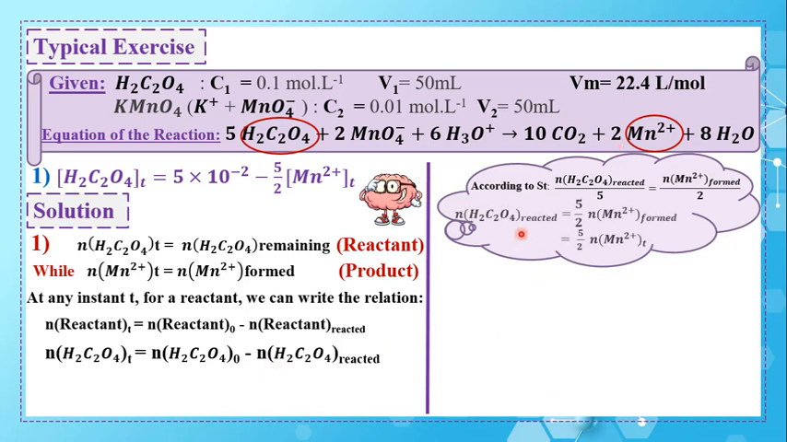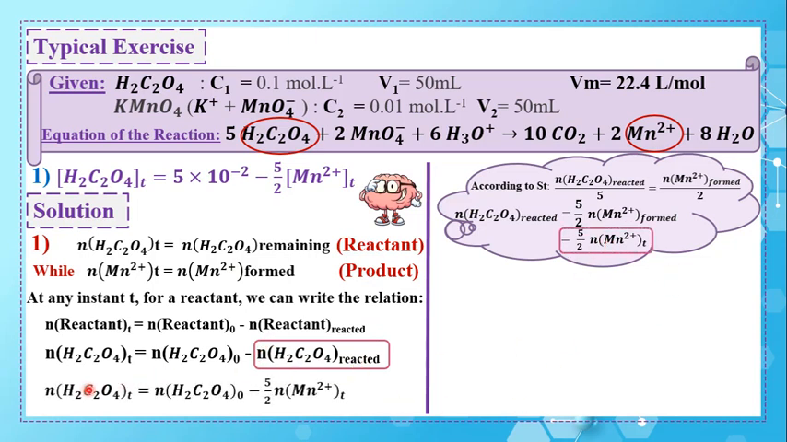So the number of mole of H2C2O4 reacted is equal to 5 over 2 the number of mole of Mn2+ formed. Instead of formed, I can put t, since Mn2+ is a product. Now I can replace this by this to get the following relation. Now this relation is very close to this one. I have to change the number of mole by concentration. This would happen when I divide by V total.